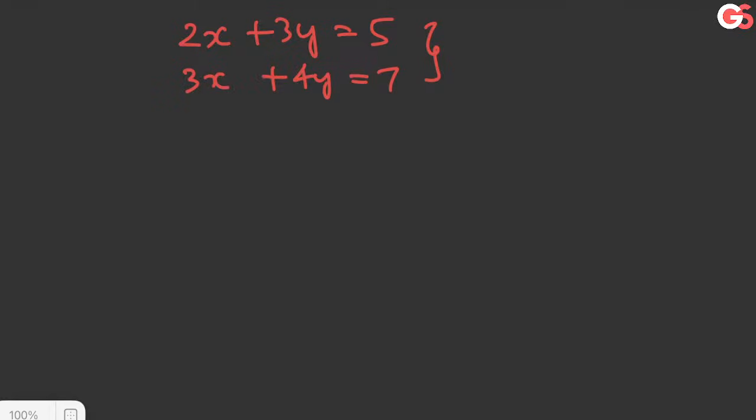Two ways of solving it: one is substitution. Just substitute the value and solve it. Let's say you want to find the value of x. You need to write y in terms of x. From the first equation, I can write y is equal to 5 minus 2x.